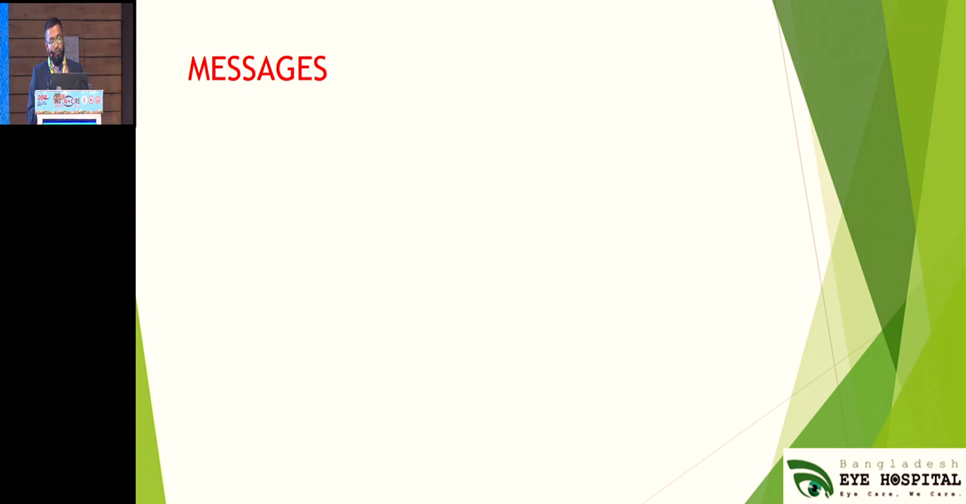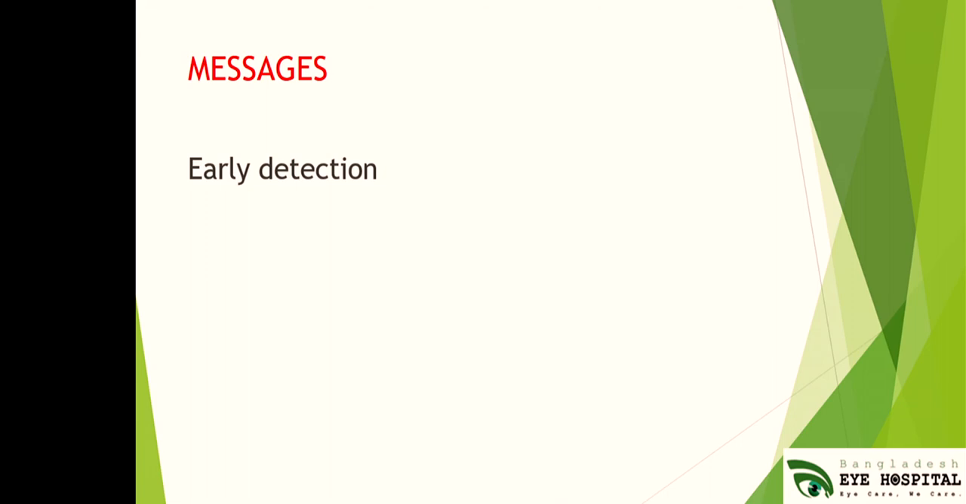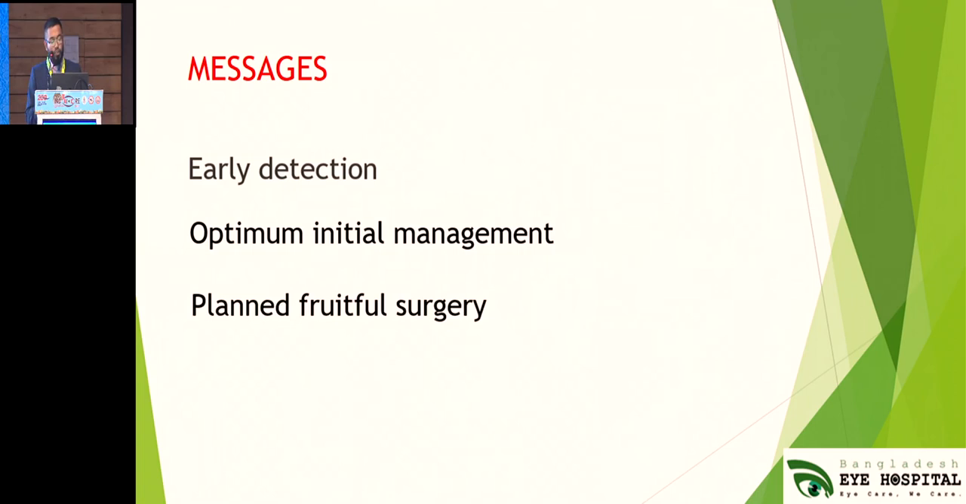So the message is that treatment for diabetic retinopathy is available at every stage, but the most important thing is early detection. If we can detect early, we can go for fruitful treatment. After detection, there is need of the initial optimum treatment, which may be laser or anti-VEGF. And if the case progresses further, we can plan for a fruitful surgery.